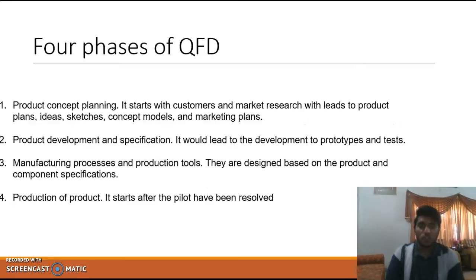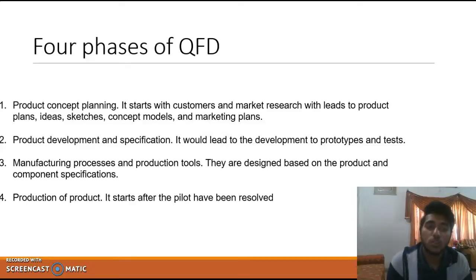These are the 4 phases of QFD. The first is product concept planning. This basically starts with customers and market research which leads to product plans, ideas, sketches, concept models, and marketing plans. The second one is product development and specification. This would lead to development of certain prototypes and tests of those products.